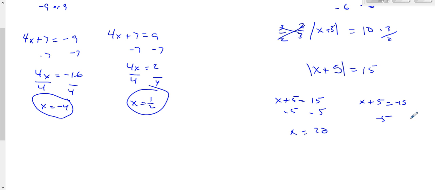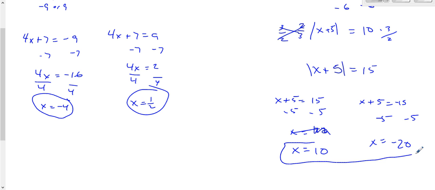Over here, you subtract 5 and you get x equals, okay, first of all, 15 minus 5 would be 10, so that would be x equals 10. Over here, when you subtract the 5, you get -20. And those are our two answers.